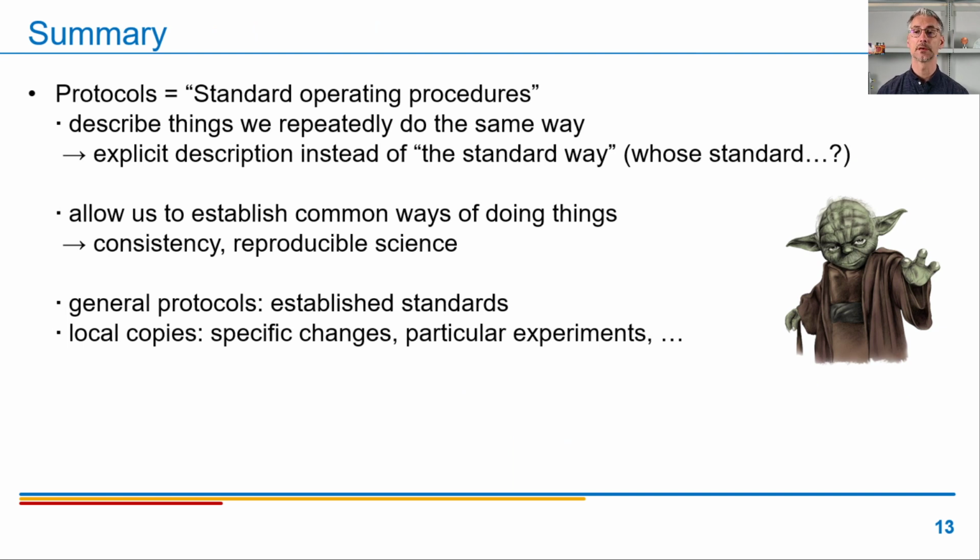So in summary, protocols are standard operating procedures, so they are standard ways of doing things, and they describe explicitly how we do things repeatedly in the same way. This allows us to be more concrete and more explicit instead of saying the standard way, where nobody really knows whose standard this is anyway. It allows us to establish a common way of doing things which promotes consistency and reproducible science, and also we can have the flexibility of general protocols where we have the established standards, and amend this with the local copies where we need to make specific changes to particular experiments.